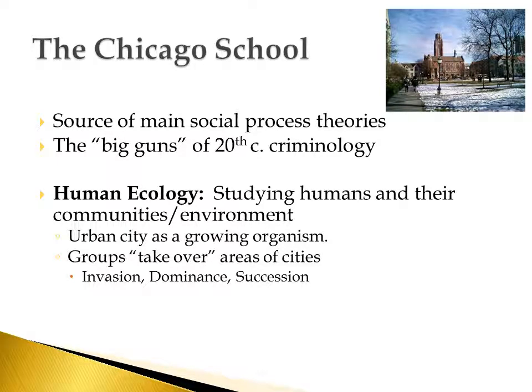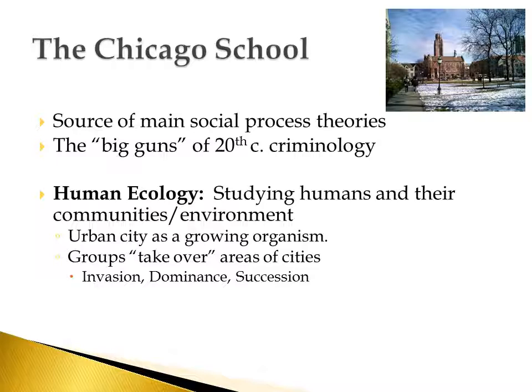So human ecologists back in the Chicago school really saw urban cities as kind of an organism. They saw these areas as growing things that have features, that have permanent aspects to them. They described how groups of people come into these areas in a succession of events that they called invasion, dominance, and succession.